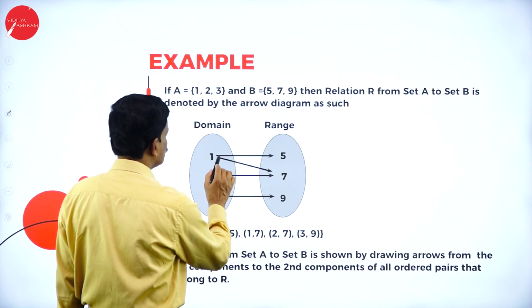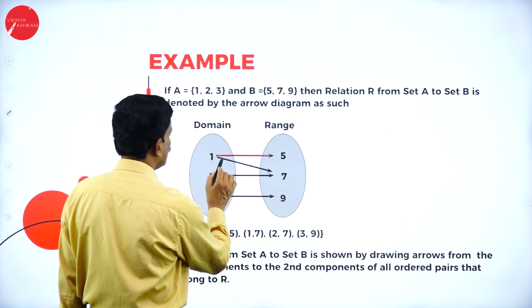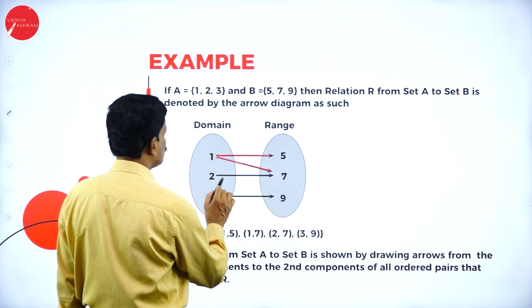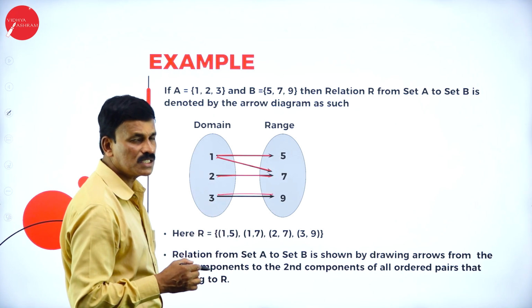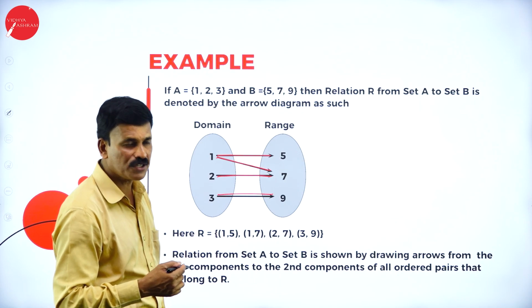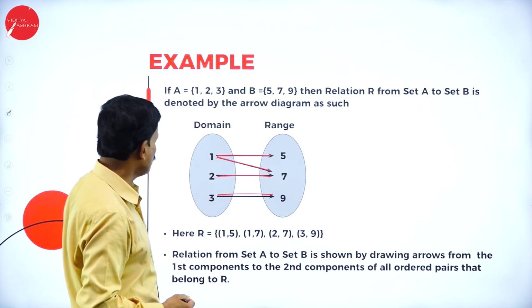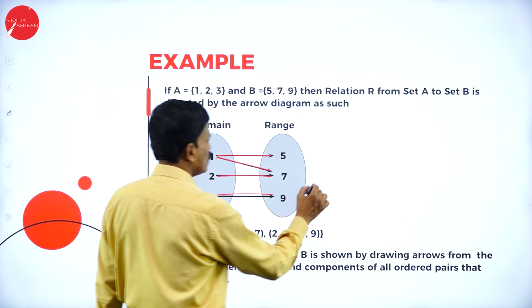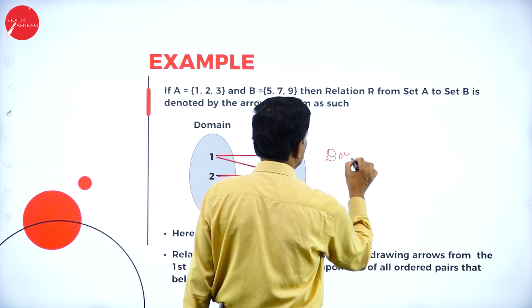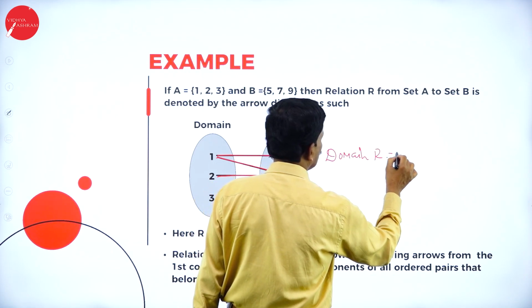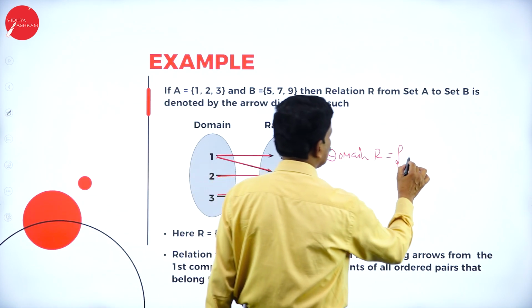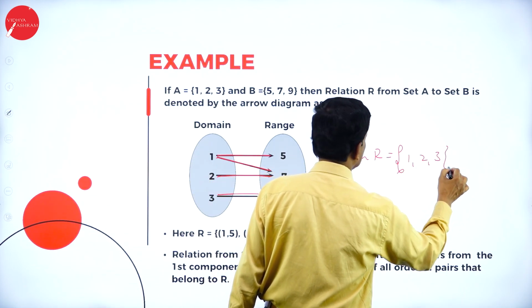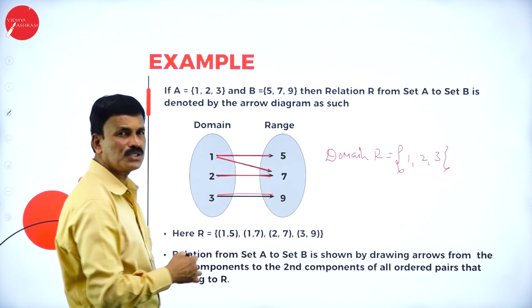Just 1 to 5, 1 to 7, 2 to 7 and 3 to 9. This is the representation of a relation in an arrow diagram. So, what is the domain? The set of all first elements. The domain of R is equal to the set of all first elements: 1, 2 and 3. So, this is the domain, 1, 2, 3.